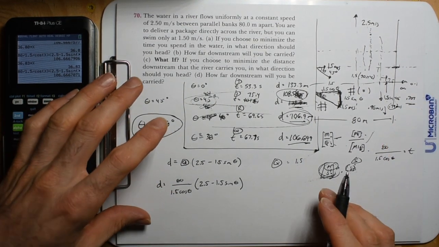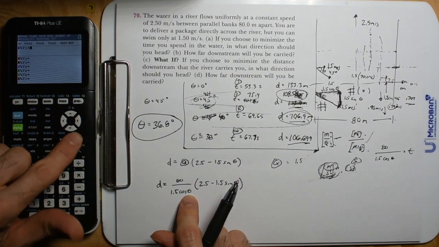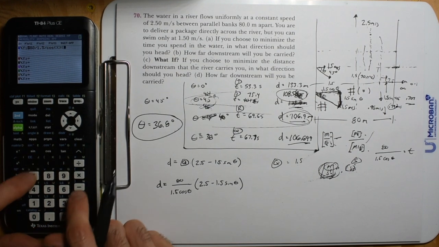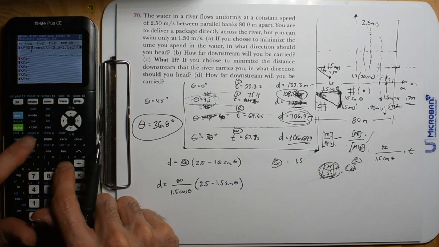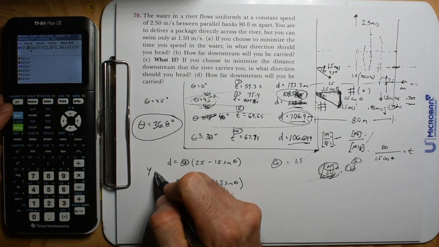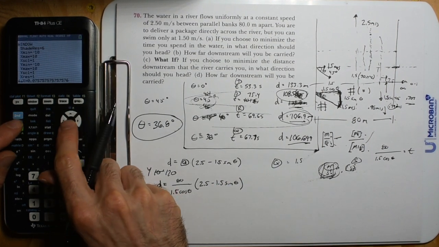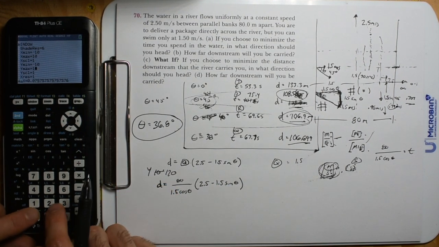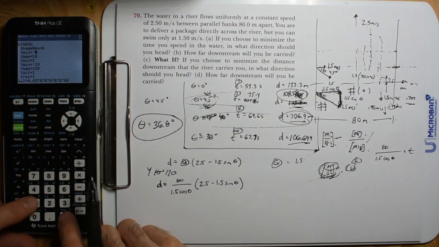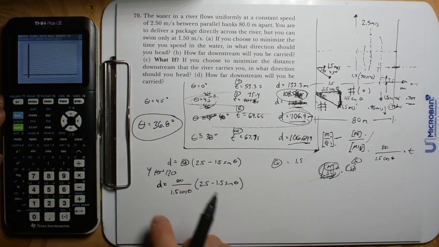Now the other way to do it is just throw it into your calculator. So we have 80 divided by 1.5 divided by cosine x, and then multiplied by 2.5 minus 1.5 sine x, and then we can graph this. This is going to give us a y of like 100 to 120. So we need to go to window for our y, negative 10 to about 120. And for our theta, I guess we can do negative 10 to 90, and then we're going to graph that.